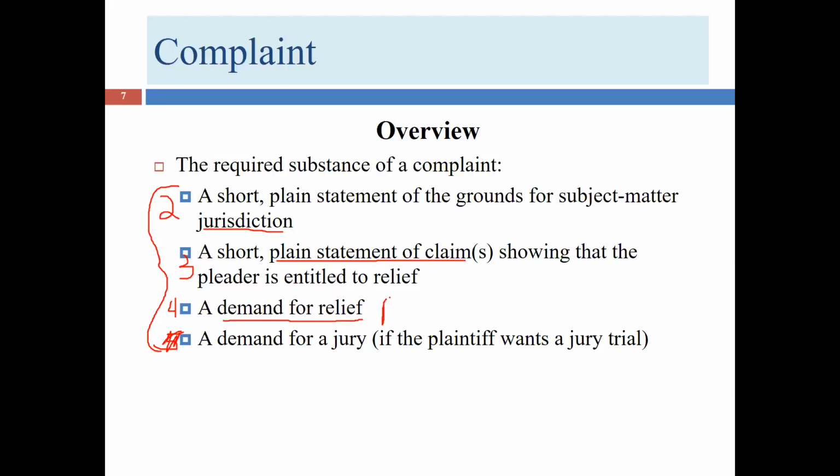This is sometimes called a prayer for relief. This was a surprise to me too when I was in law school. I'm like, praying? Why are we praying in a document we're filing in court? Isn't that a religious thing? Well, certainly in everyday conversation, when we talk about prayers or praying, we mean it in a religious connotation. When we pray, the idea is we're communicating to God. When we make a prayer, we are engaging in conversation with God.